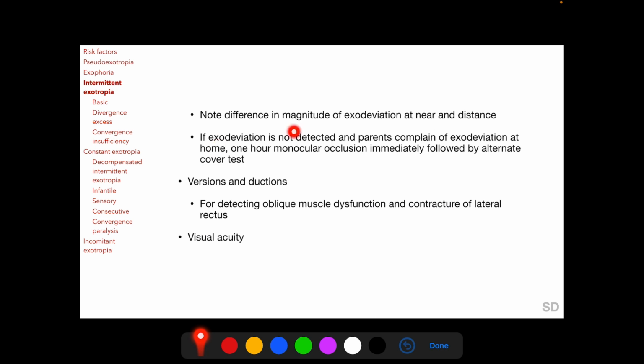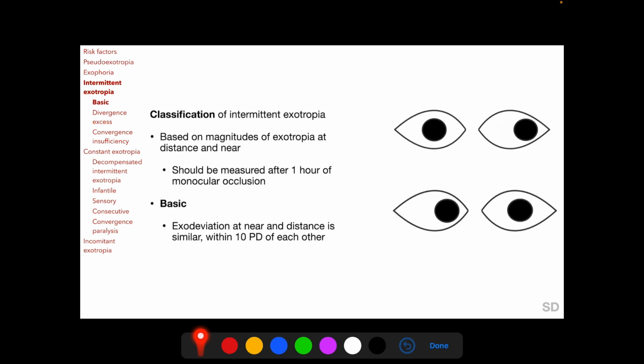And if exodeviation is not detected but the parents still complain of exodeviation at home, closure of one eye for 1 hour in the clinic and followed immediately by the alternate cover test can help in detecting the exotropia. Versions and ductions are then tested for detecting oblique muscle dysfunction and contracture of the lateral rectus muscle, and finally visual acuity is recorded.